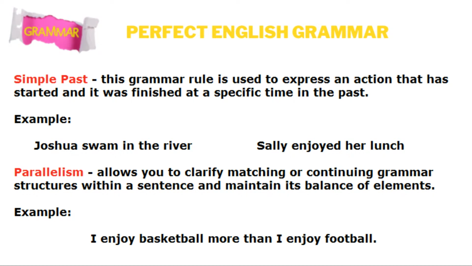Parallelism is a grammar rule that is used to clarify matching or continuing grammar structures within a sentence, while at the same time maintaining the balance of the different elements of nouns, verbs, adjectives, and so forth within a sentence. As an example: I enjoy baseball more than I enjoy football. So you can see that there's a balance of nouns and also verbs.